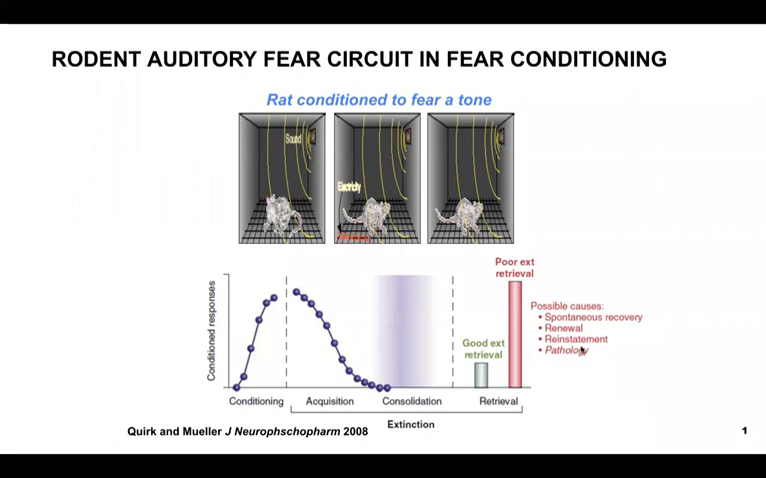Now, these phenomena we discussed so far of spontaneous recovery, renewal, and reinstatement are all true for normal animals. Now, there's a fourth cause that we see right here, which is pathology. And that just means it's a disease state. So something is going wrong. And this has been shown to result in poor retrieval of extinction memory.